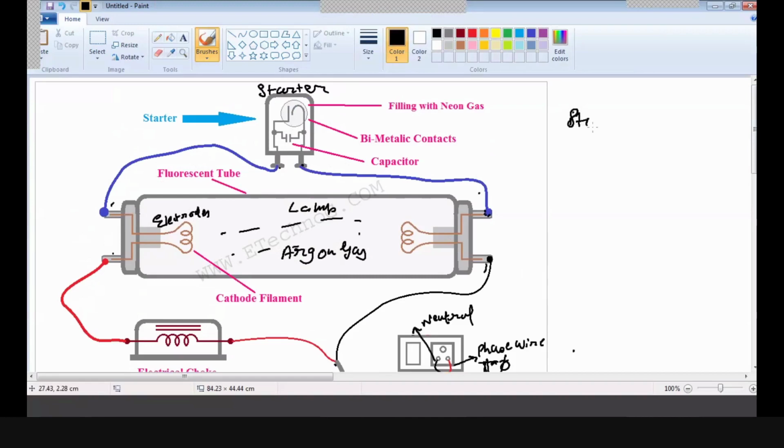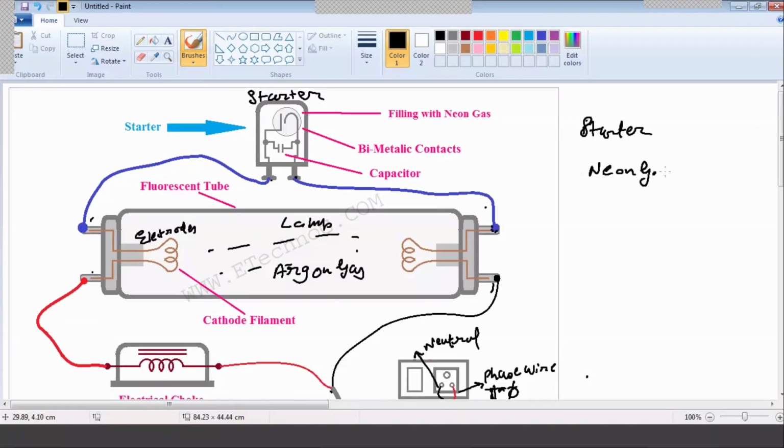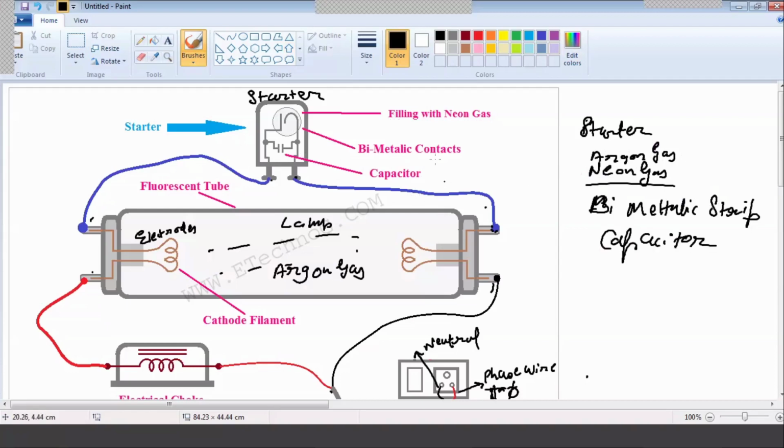What is inside the starter? It is filled with neon gas or argon gas, right? Then there is a bimetallic strip, and it has a capacitor. So what will happen here? At the initial stage, at the starting, these are bimetallic contacts, this one and this one. So they are not closed, they are open. So current cannot flow and the circuit cannot be completed, right?